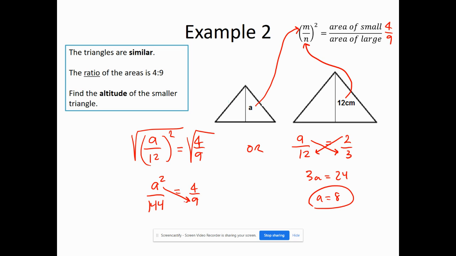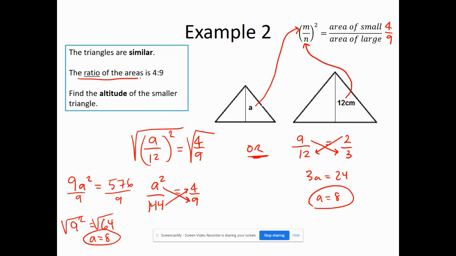This one, when we multiply, we get 9a squared, and then 144 times 4, kind of a larger number, we get 576, and then we would have to divide by 9. So a little bit more work here. That's going to be equal to 64, and then we take the square root at the end, and we get the same thing. I prefer the second way, where if you're told the ratio of the areas, all you really have to do is take the square root of them and then set that equal to the ratio of the altitudes.